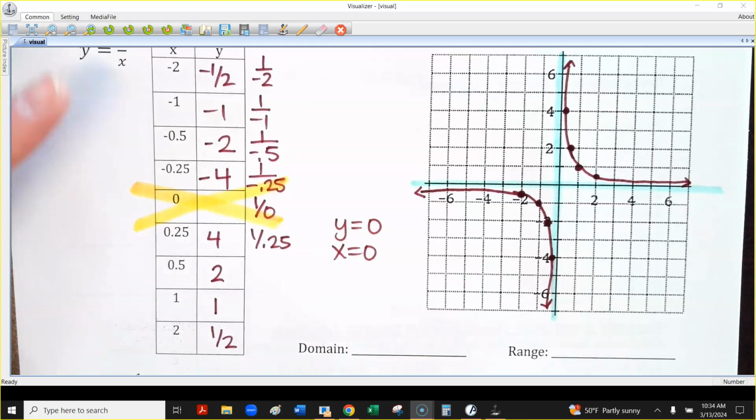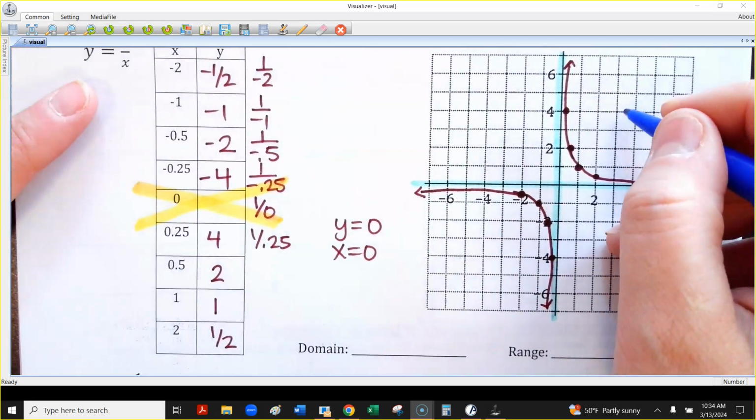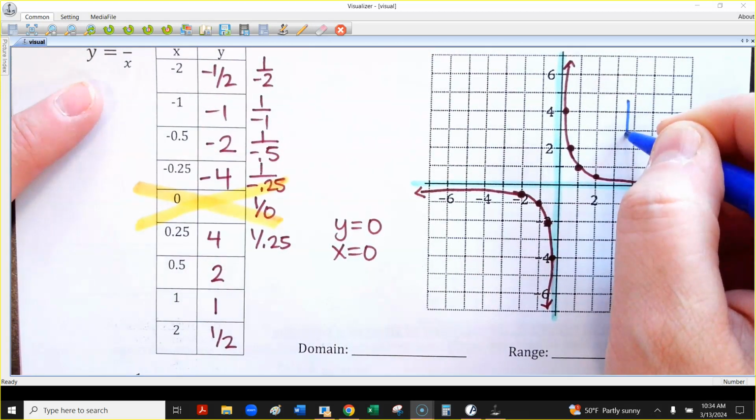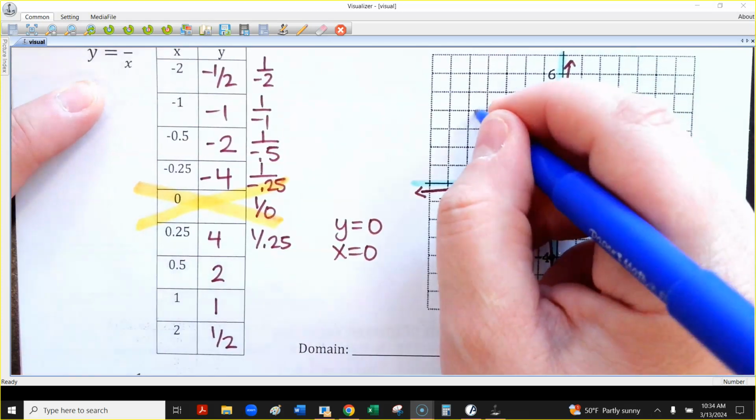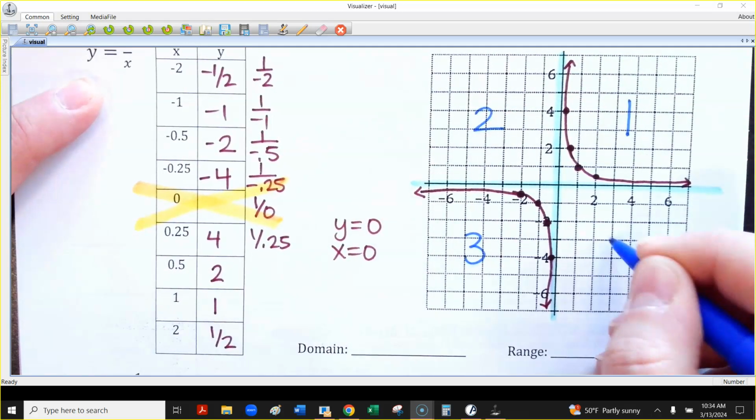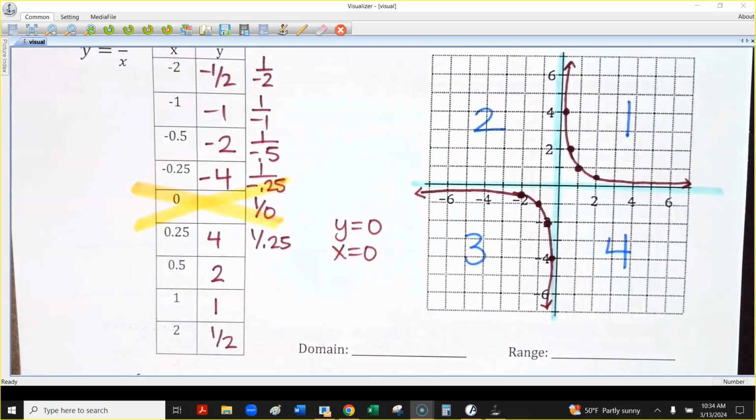And if you guys don't know this, I might label this on one of these graphs at least. So the quadrants of the graph, you start in the upper right, like that's quadrant 1, and it goes around counterclockwise. So this would be quadrant 2, quadrant 3, quadrant 4. So this graph only exists in the first and third quadrants. And this is going to be a little bit tricky.